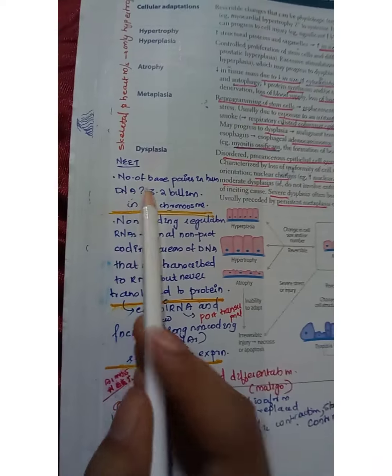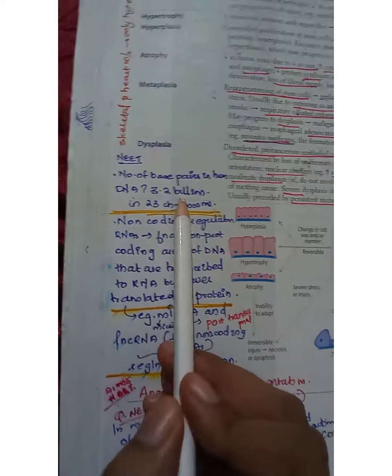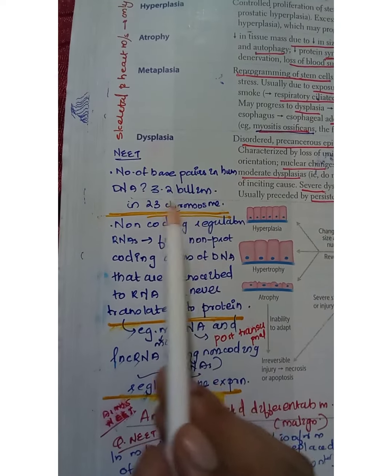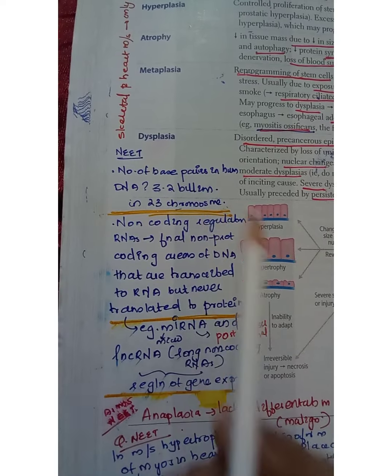In NEET, it was asked: the number of base pairs in the human DNA is 3.2 billion. 3.2 billion base pairs are present in the human DNA, and they are distributed in 23 chromosomes.